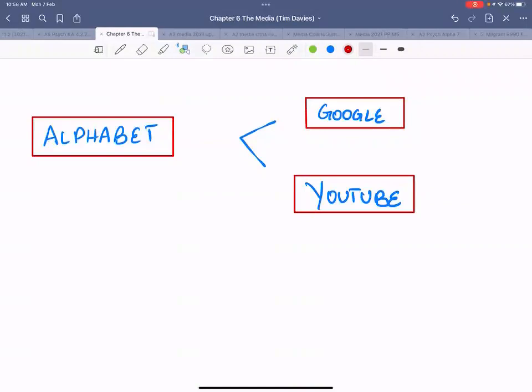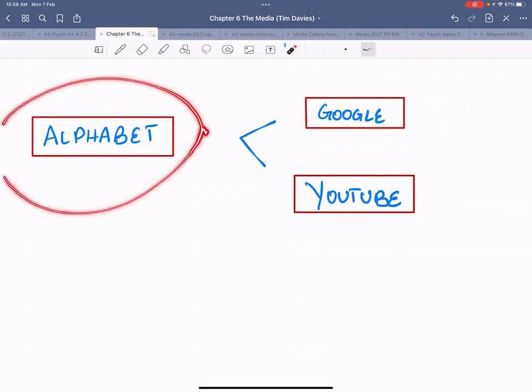How do I know that? Okay, have a look at this. Alphabet. This company, see, the way you see them, they're both separate. This is an online media streaming platform, and this is a search engine, as we know them, right? However, they're both, like I was saying, owned by this.